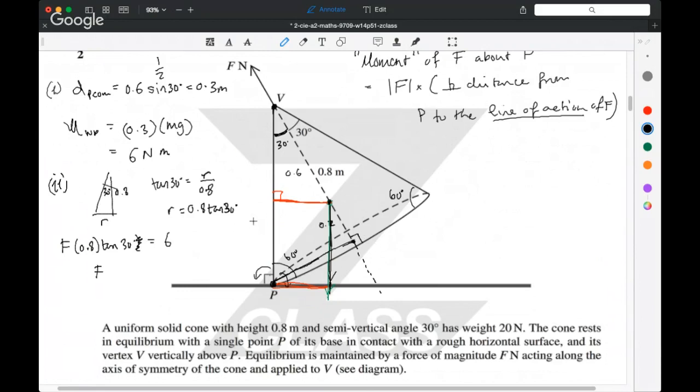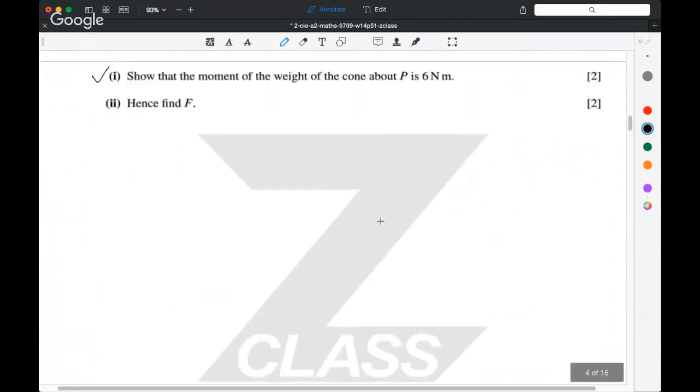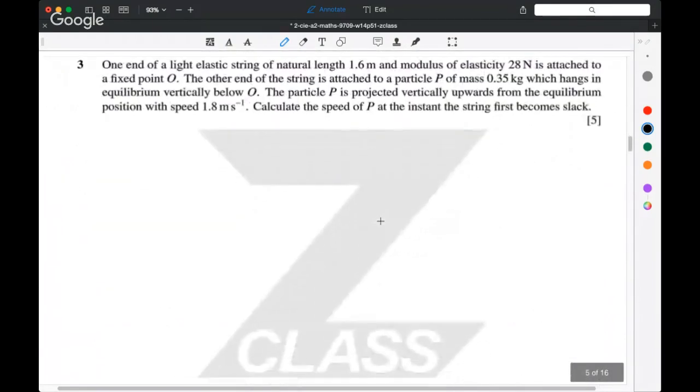Yeah. So F is equal to 12.99 newtons. So I think that's all pretty self-explanatory. It's basically trigonometry for this question and knowing how to work out a moment around a point. Okay.